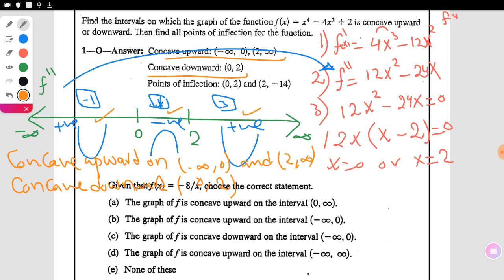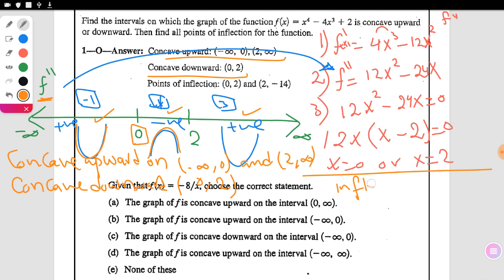Look here. To know the inflection points, look at two conditions: the values of x at which the second derivative equals 0, and the second condition, the function changes its concavity. At x equals 0, the second derivative equals 0, and the concavity changes from upward to downward.